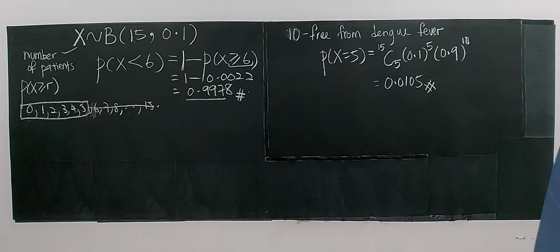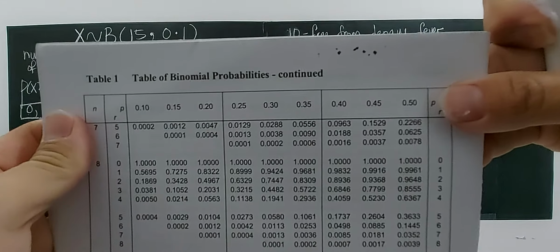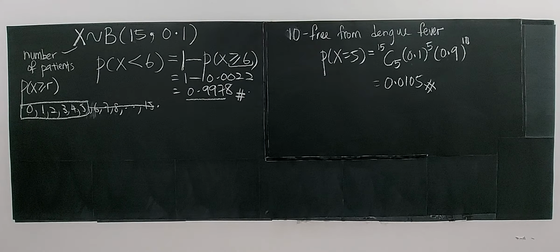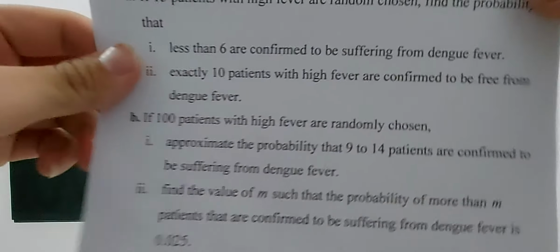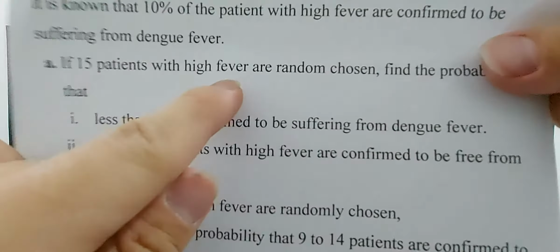So this is a distribution which we can do using table 1. Table 1 means you can use the table of binomial probability, right? Okay, let's look at the next part of this question, right? Firstly, there are only 15 patients with high fever.